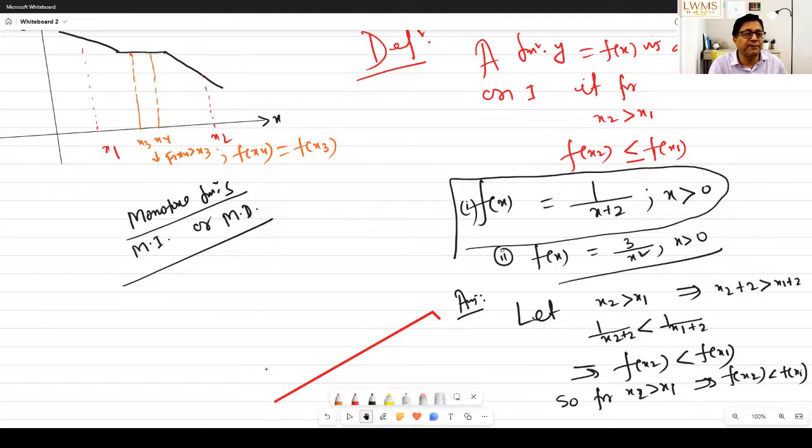You try the next one. f(x) equal to 3 by x square. Try once. Check whether it is monotonically increasing or decreasing, in the same manner. 3 by x square is the second problem, for x greater than 0, so that it is monotonically decreasing. How to? I'm just changing the board here once, okay?